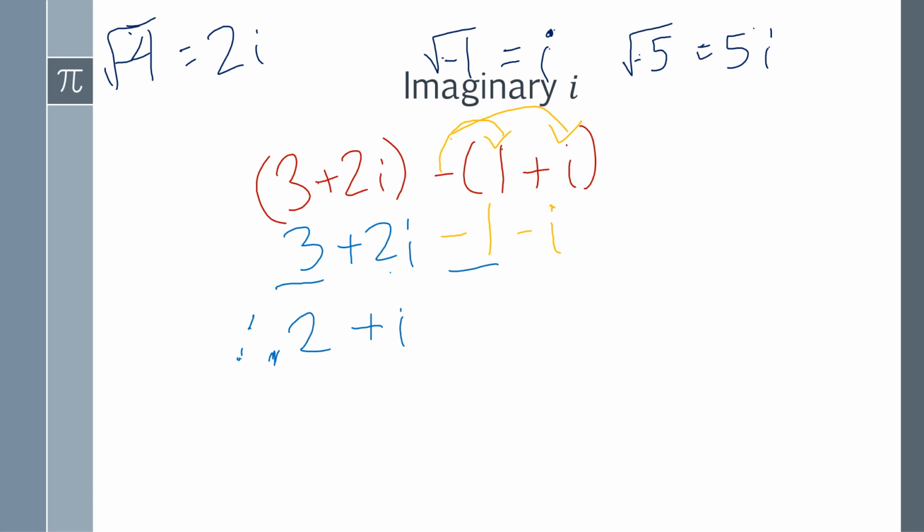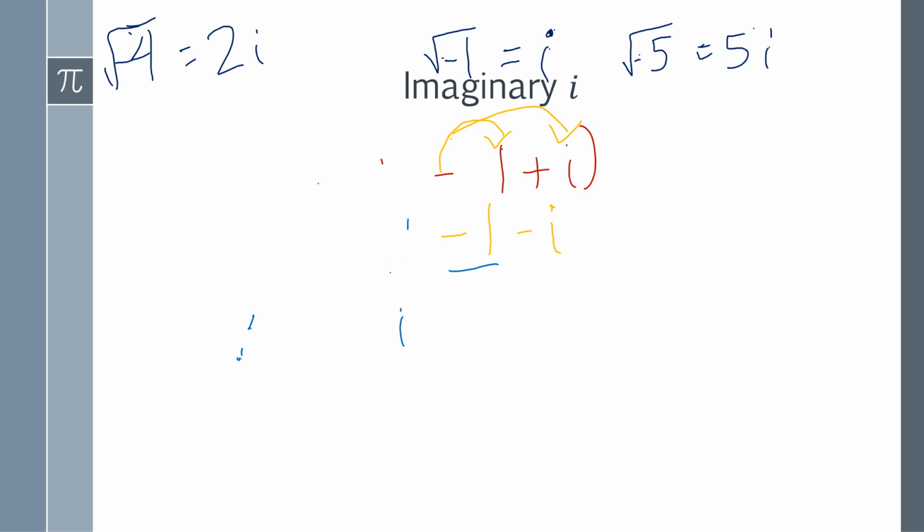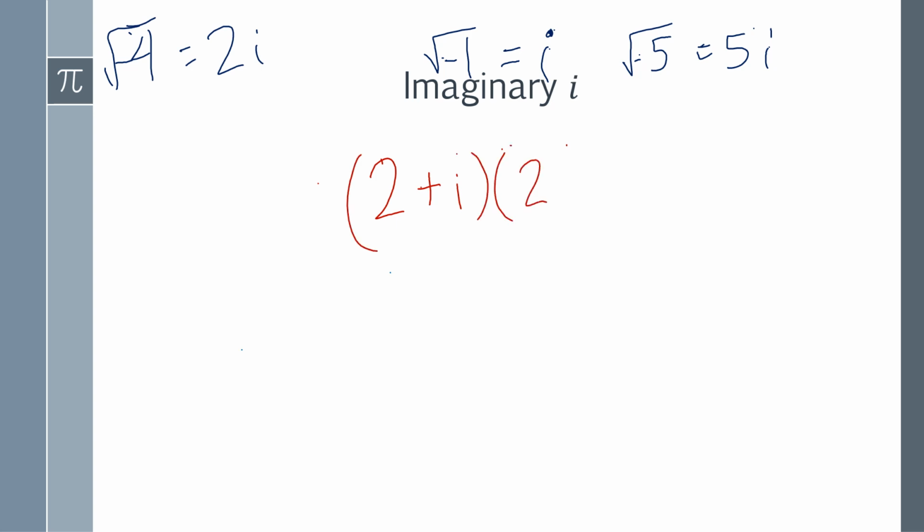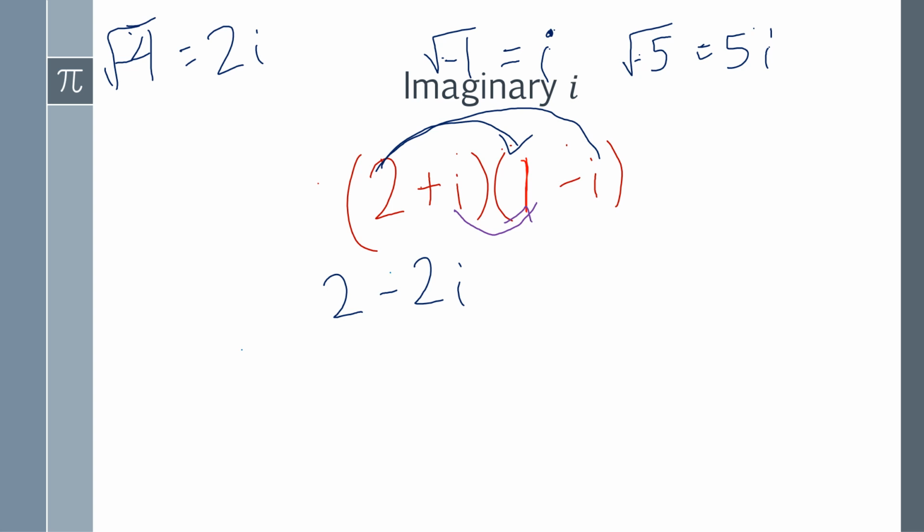Alright, so let's move on to something else of that caliber. Alright, let's try this one for size. So we've got two factors, and we know we have to use distributive property or the FOIL method. So, 2 times 1 is 2. 2 times negative i is negative 2i. i times 1 is positive i.